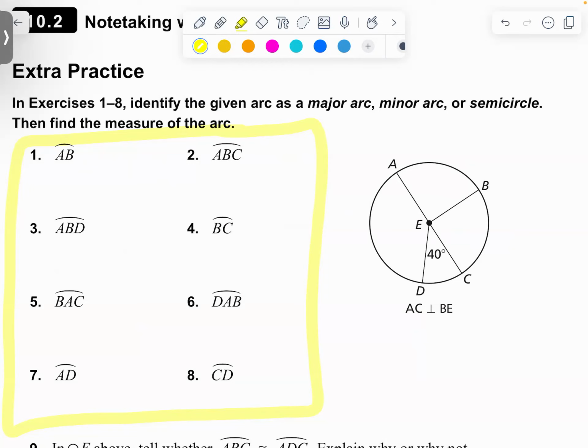That's semicircle. 180 is semicircle. 180. I get one.